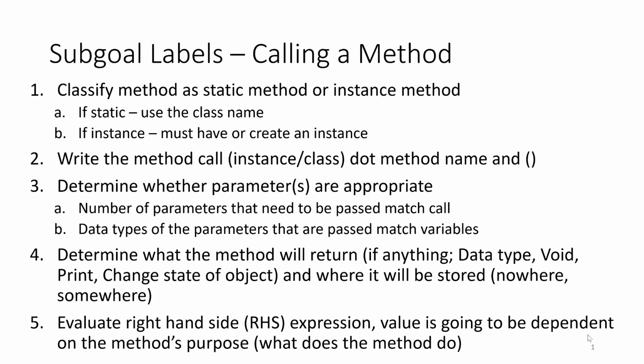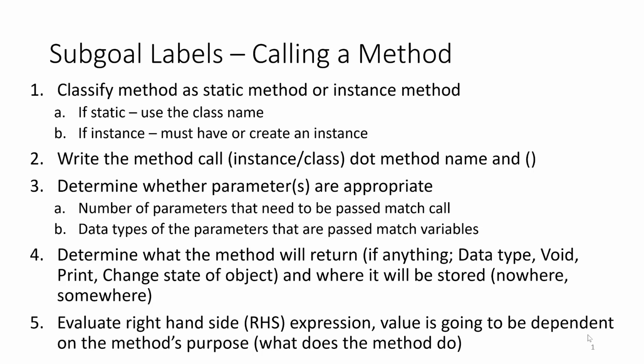This is the first worked example for calling a method in Java using subgoal labels. Here are the subgoal labels for calling a method. Subgoal 1. Classify the method as a static method or instance method. If it's static, use the class name. If it's instance, you must have or create an instance.